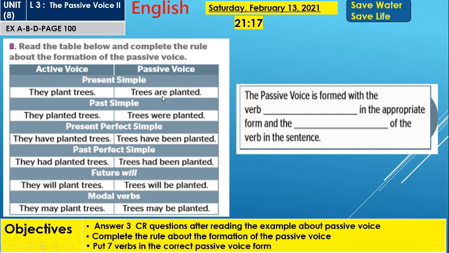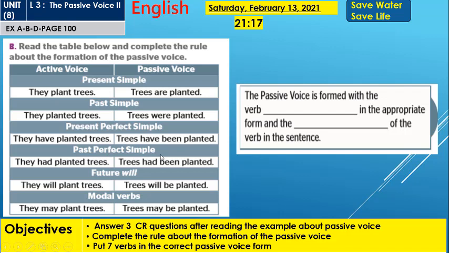And of course, the past participle of the verb plant. So, trees are planted. In the past simple, they planted the trees. So trees were, which is the past simple of the auxiliary to be, trees were planted. They have planted the trees. Here the verb is in the present perfect, so we need the auxiliary to be in the present perfect after the new subject, which was the object: trees have been planted.